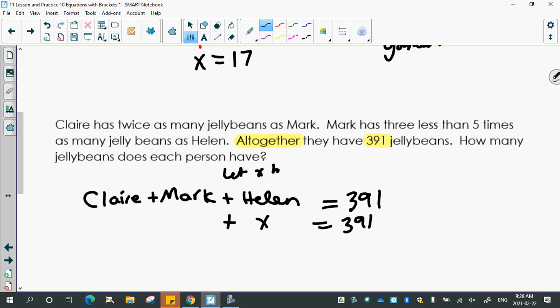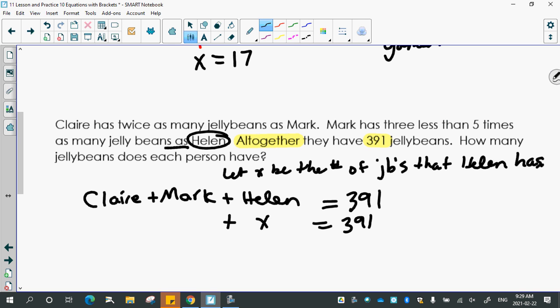So let X be the number of JBs, for jelly beans, that Helen has. So once we've got Helen being X, then if we follow this sentence backwards, we should be able to figure out how many Mark has in terms of X. So work backwards there. Helen's X, we should be able to write how many Mark has now in terms of X. Because Mark is in terms of Helen.